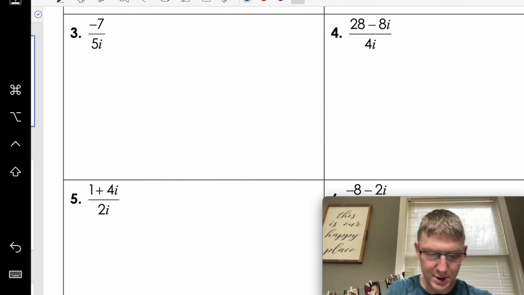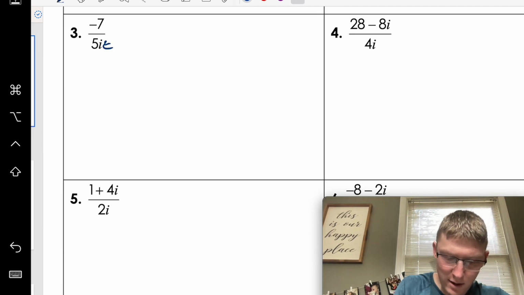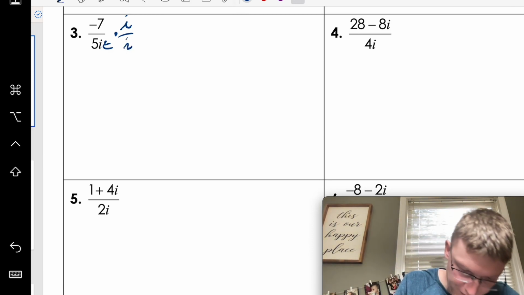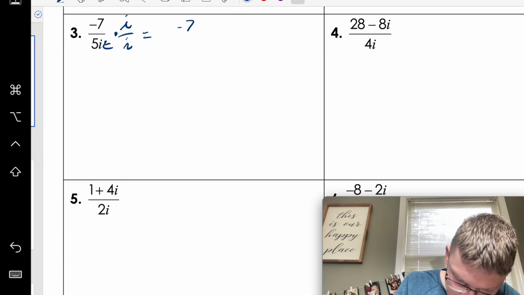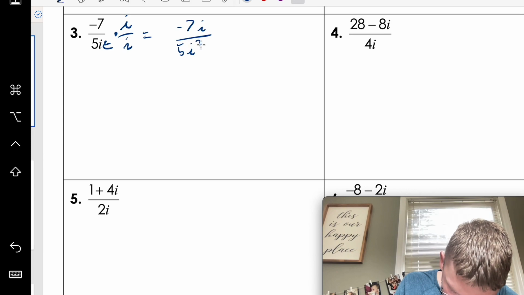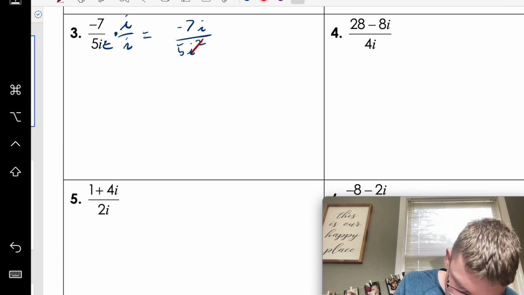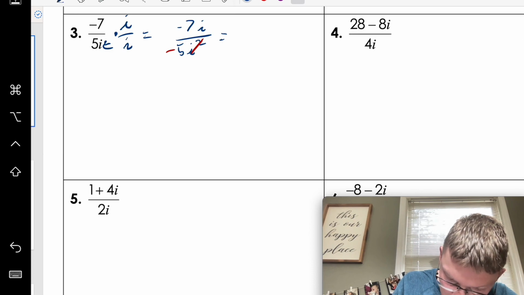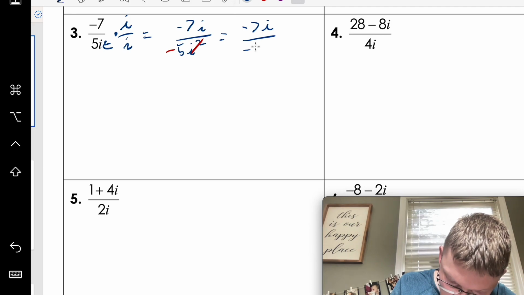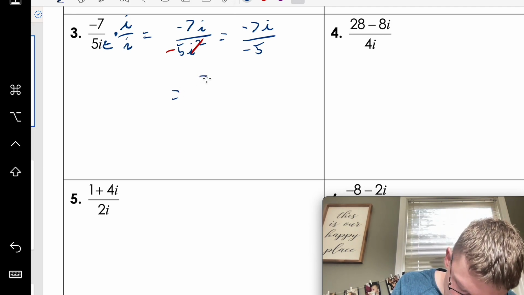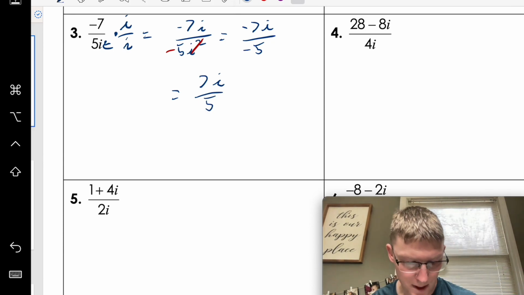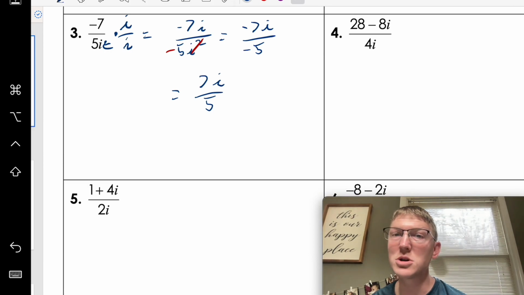A couple more examples. We've got i in the denominator. We're going to multiply by i over i, a fancy version of 1. Multiply across the top, we got -7i. Multiply across the bottom, we've got 5i squared. I love using my different colors because it helps me stay organized. So now we have -7i over -5, which then equals a +7i over 5. That is a perfectly acceptable answer. It is an improper fraction, but we are totally cool with it.